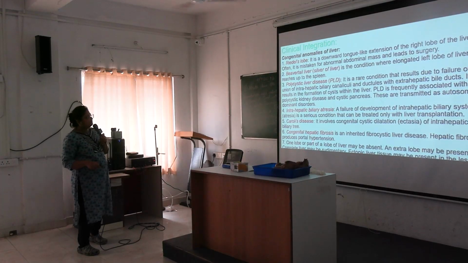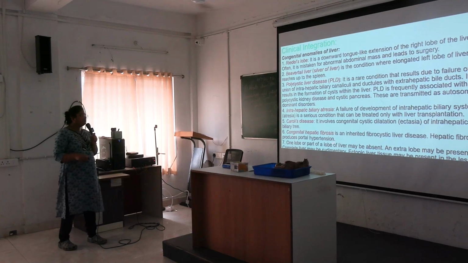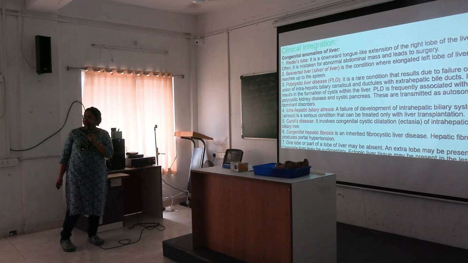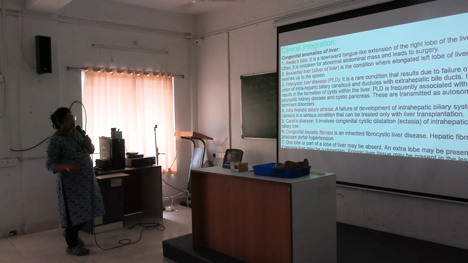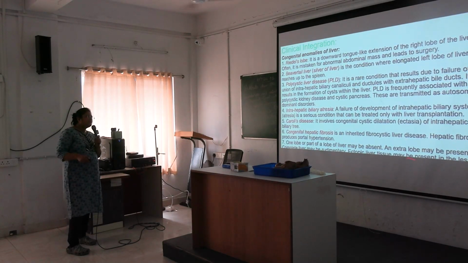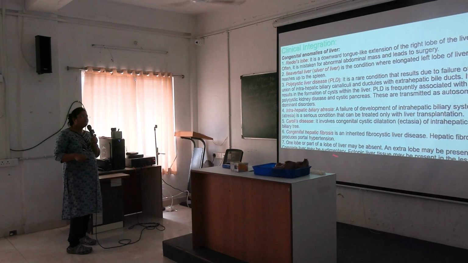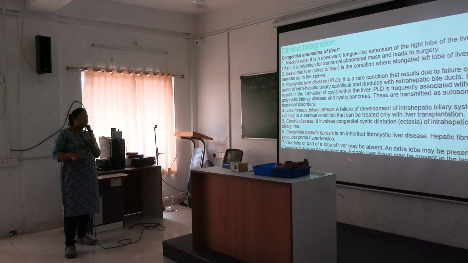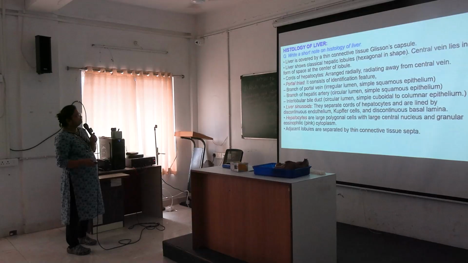Next is congenital hepatic fibrosis. It is an inherited fibrocystic liver disease. Hepatic fibrosis produces portal hypertension. Next, one lobe or part of a lobe of the liver may be absent, and an extra lobe may be present. These abnormalities can also occur, and the complete liver may be rudimentary in some cases, and ectopic liver tissue may be present in the lesser omentum. These are other abnormalities.